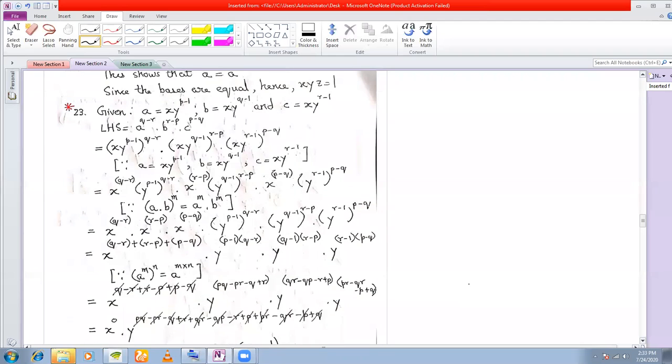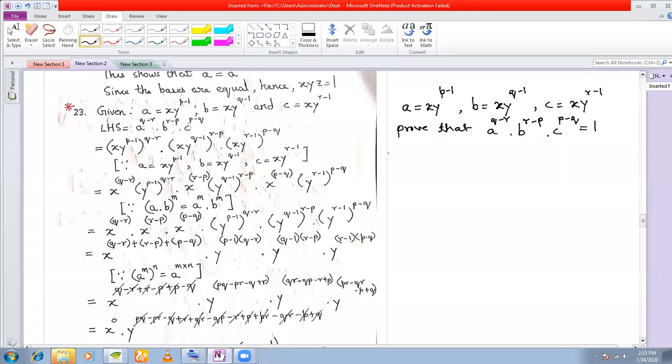Okay, this problem: given a is equal to xy to the power of p minus 1, b is equal to xy to the power of q minus 1, and you are given c is equal to xy to the power of r minus 1. You need to prove that a to the power of q minus r into b to the power of r minus p into c to the power of p minus q is equal to 1.